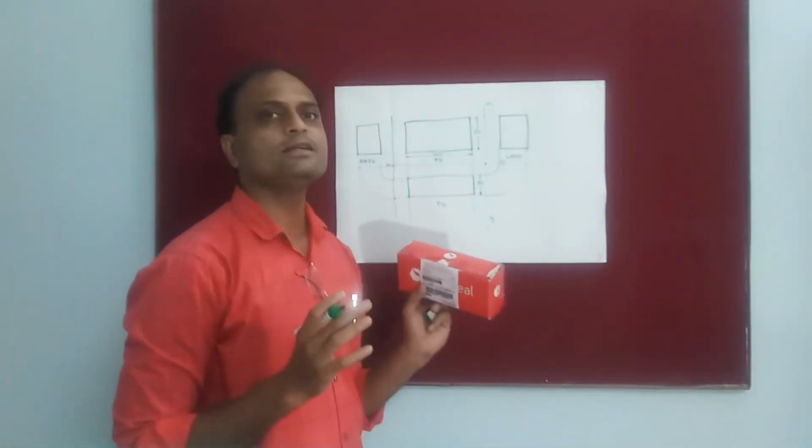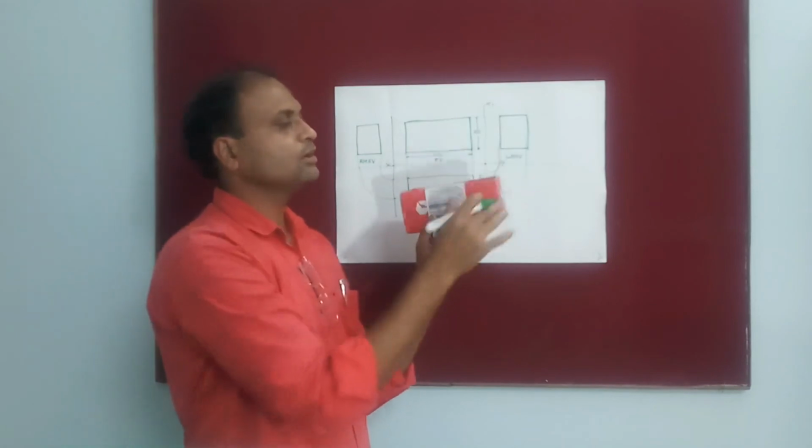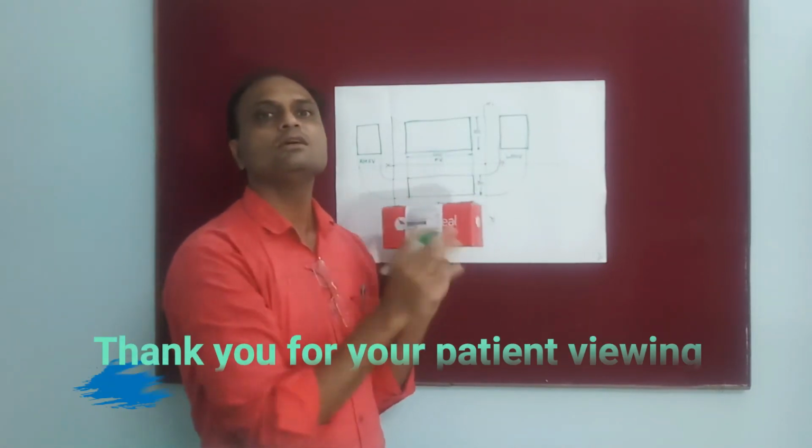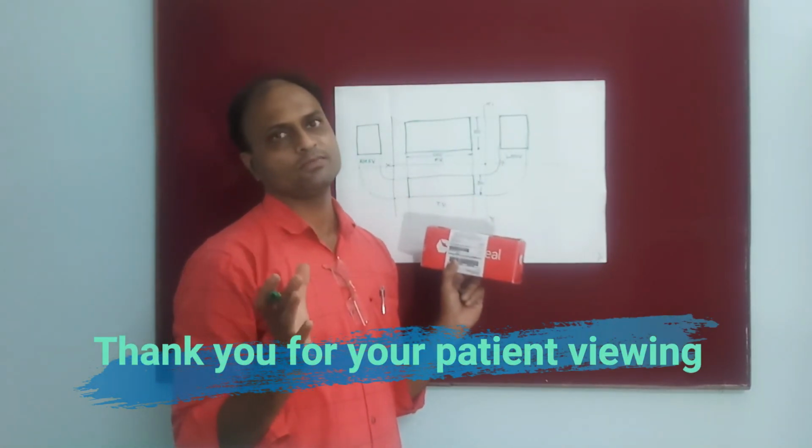Okay, so this completes the projections of this simple object, which is a rectangular block, using the first angle method of projection. I hope you understood this.